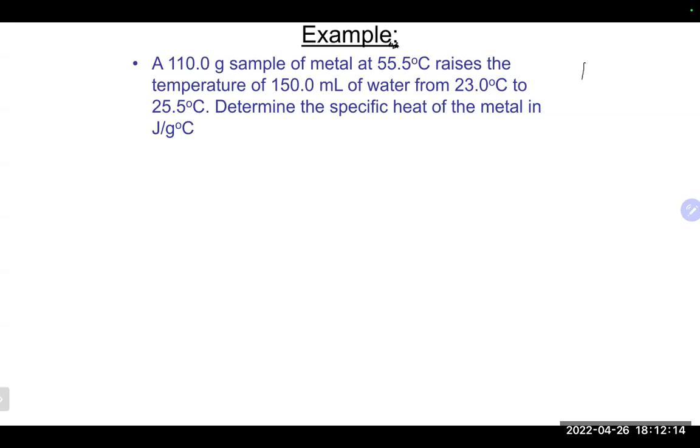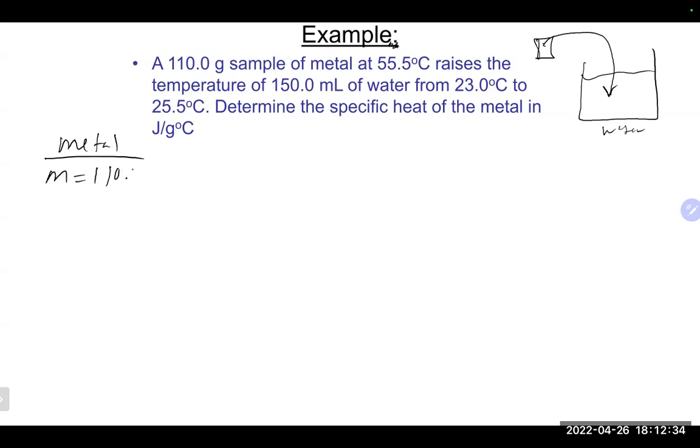So this is very similar to what we were just talking about. We basically have some water, and we're going to take a piece of metal that we heat up and drop it into our water here. So we have two things. We have some metal information over here. For our metal, we have the mass of it, which is 110 grams. We have the initial temperature of the metal, which is 55.5 degrees Celsius.